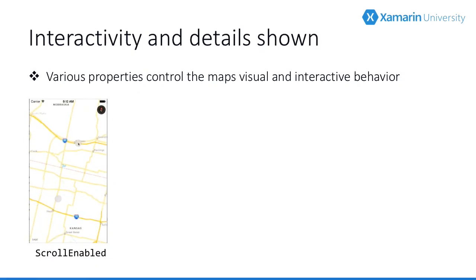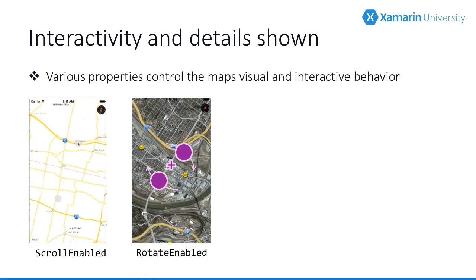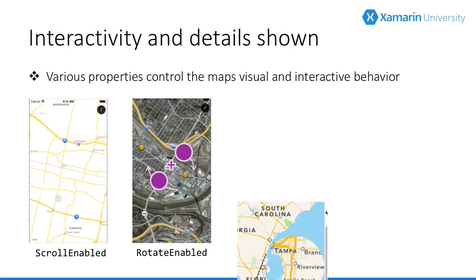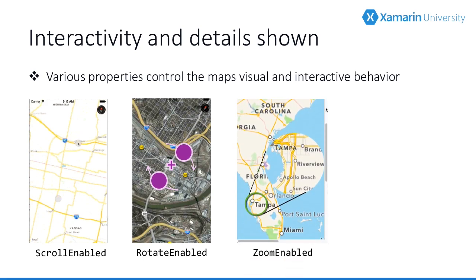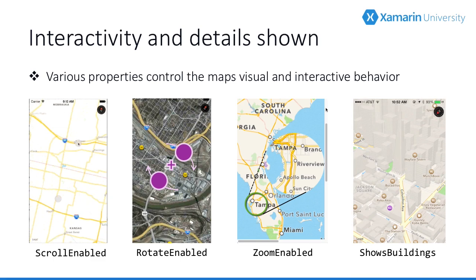We can also change the level of interactivity available to our users, so scrolling, whether or not the user can move around the view frame. Rotation, whether or not the user can twist and change whether north is on top or whether some other direction is the top of the screen. Whether pinch to zoom works. And even whether buildings are available to be shown if we're close enough to see them. If we turn all of these options off, essentially what we're giving the user is a static view, almost like a printed map where they can't move or interact with it at all.